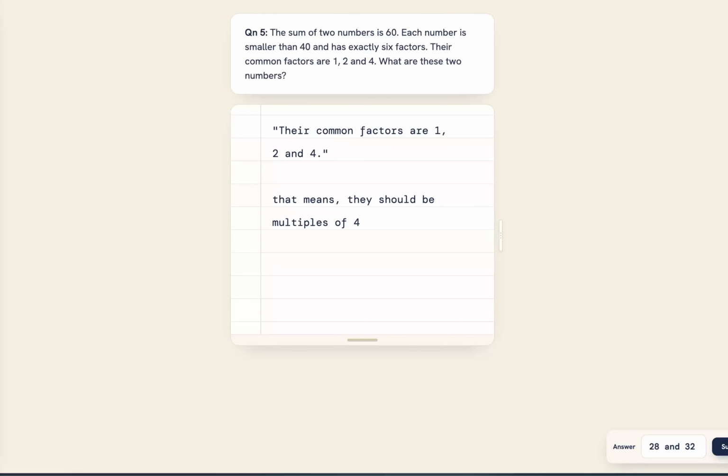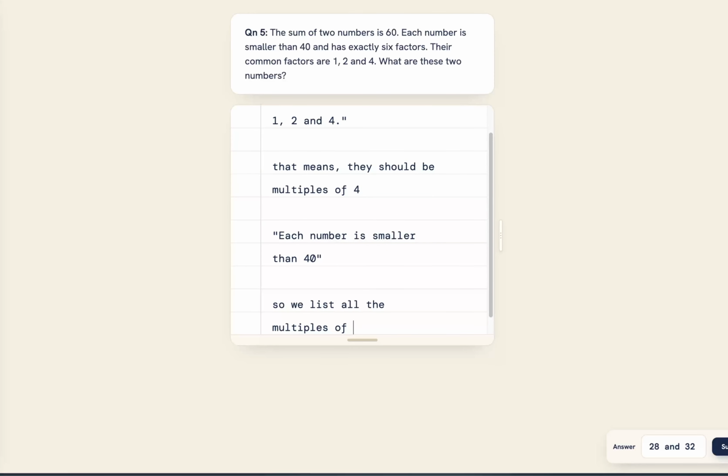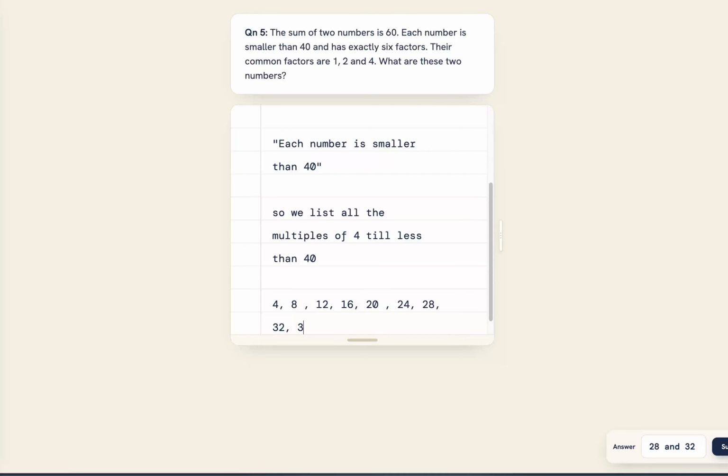So in this case, what is the maximum number? The maximum number is smaller than 40. So we list all the multiples of 4 less than 40. This will be 4, 8, 12, 16, 20, 24, 28, 32, 36. Is 40 included? No, because it must be less than 40.